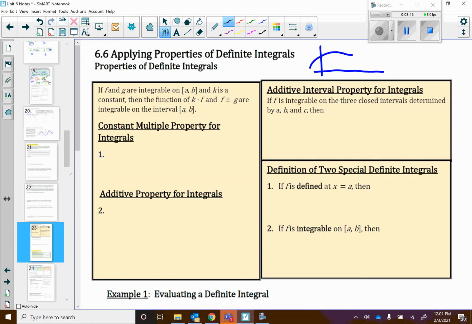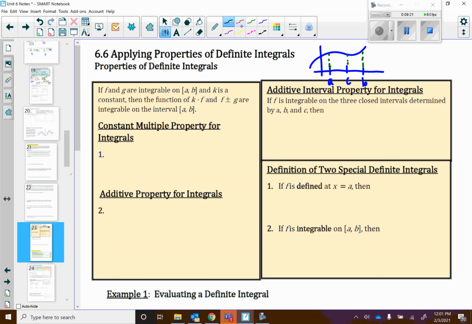Let's say we've got some function. Here's a, here's b, and here's c. And we're going to come back to these ideas in a moment. But the first thing to say is that if f and g are integrable functions on an interval from a to b, so both f of x and g of x are functions that can be integrated, and k is a constant, then the function k times f and f plus g are also able to take an integral of on an interval from a to b.